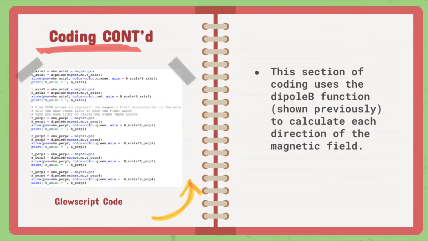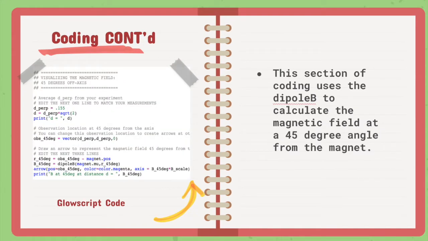To show these values in action, we found 6 points, 2 on axis with the magnet and 4 that are perpendicular to those positions. This is shown with multiple arrows in the perpendicular directions as well as 2 in the on-axis directions. In the coding section, we were also required to find the magnetic field at a 45-degree angle, similar to our experimental version. And similarly to the perpendicular and on-axis values, we used the dipole B function.